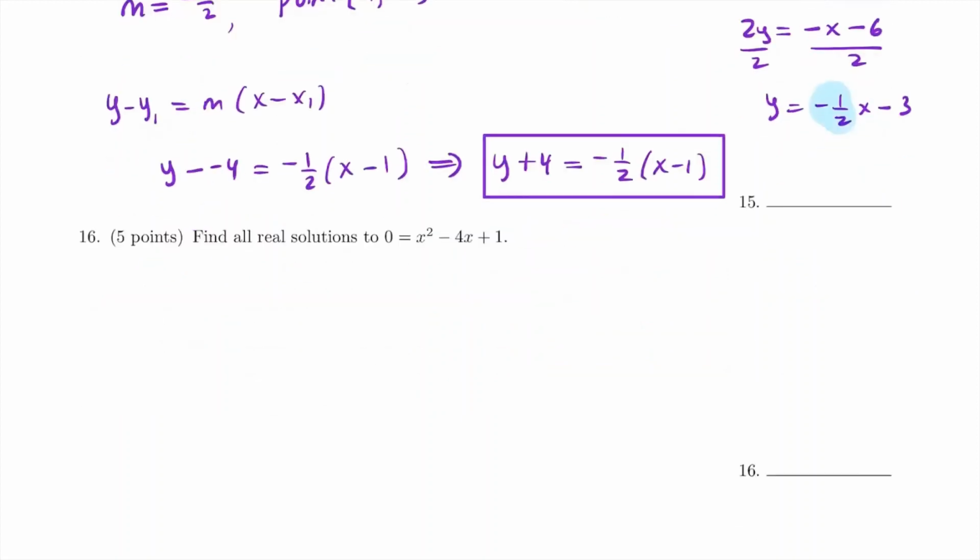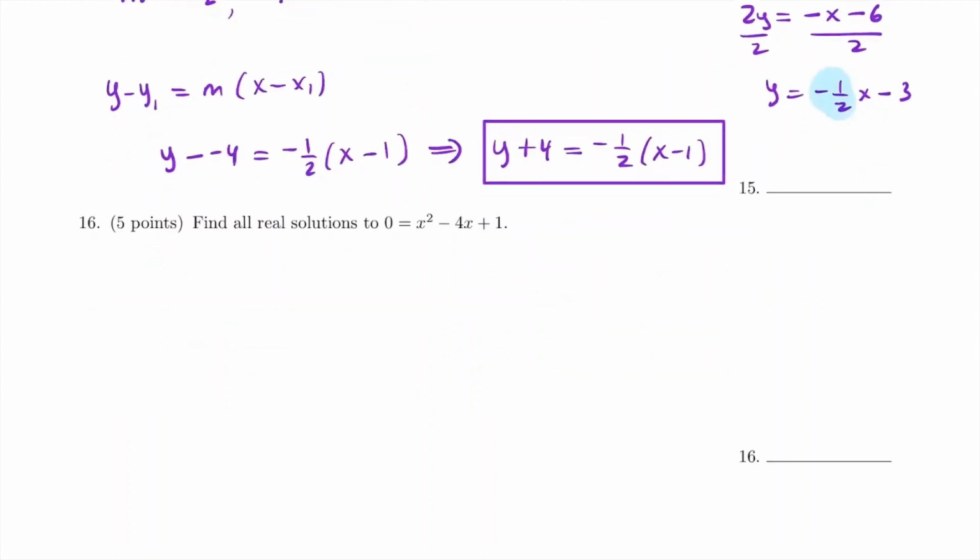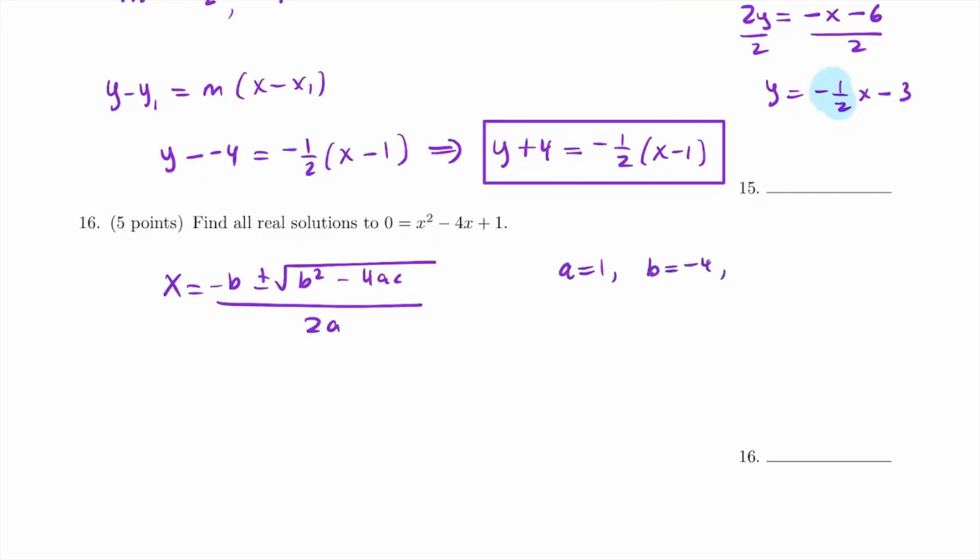Now let's go ahead and solve this equation, number 16. It's a quadratic because the degree is 2. So you try to factor, or you try to complete the square, or use the quadratic formula. So this is not factorable, so we're going to use the quadratic formula. So x is equal to negative b plus and minus square root of b squared minus 4ac all over 2 times a. So for this equation, a is 1, b is negative 4, and c is 1. So these are the coefficients. This is a, this is b, that's c.